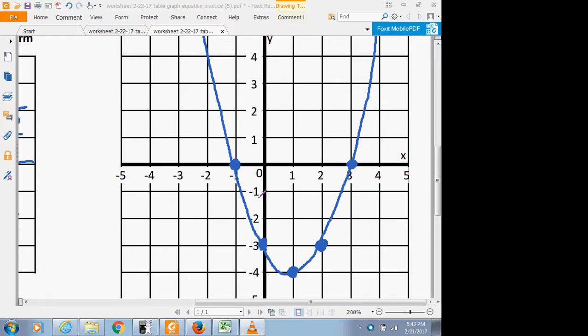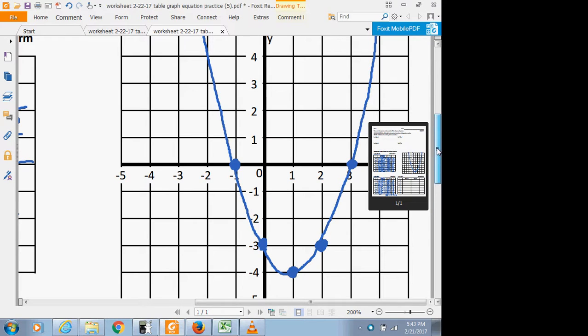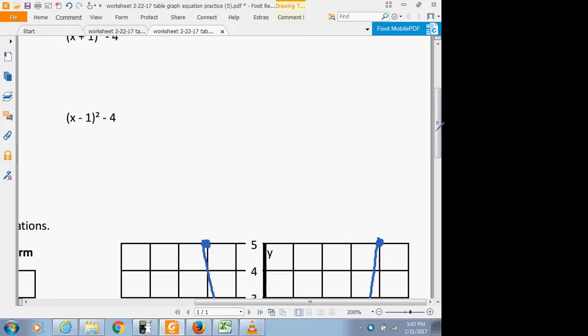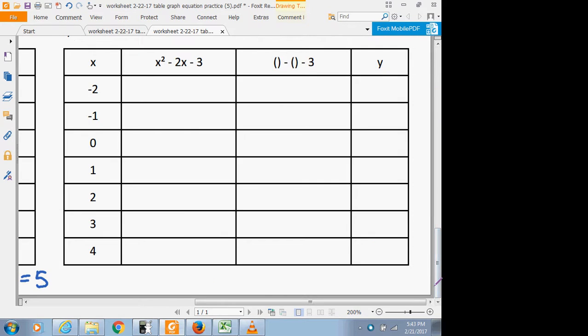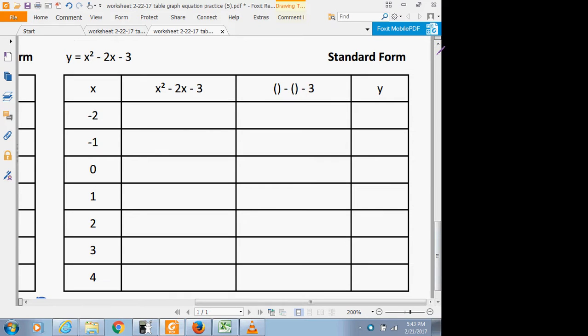This is the Core 2 video for calculating tables and graphs for equations in the standard form. You've hopefully watched the videos on calculating tables using the vertex form and using the factored form. This is the standard form.